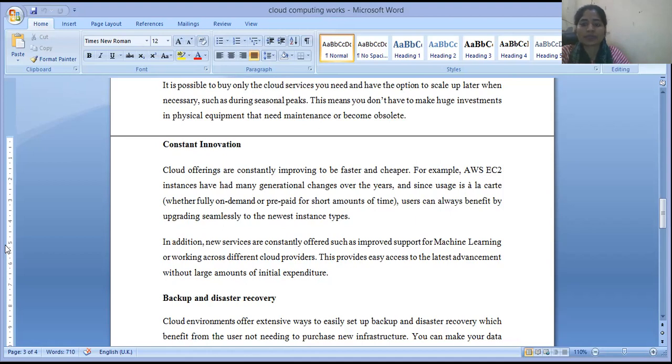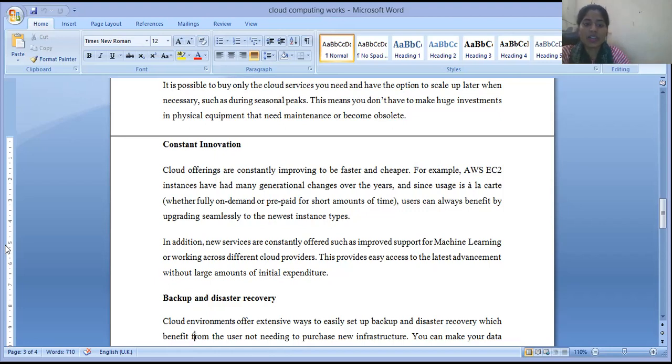For example, Amazon Web Services EC2 instances have had many generation changes over the years. Since usage is a la carte, whether fully on demand or prepaid for a short amount of time, the user can always benefit by upgrading seamlessly to the newest instance type. Okay, this is the basic thing.